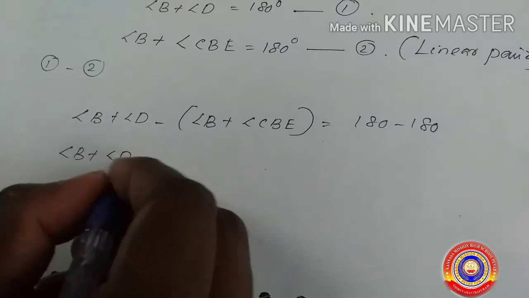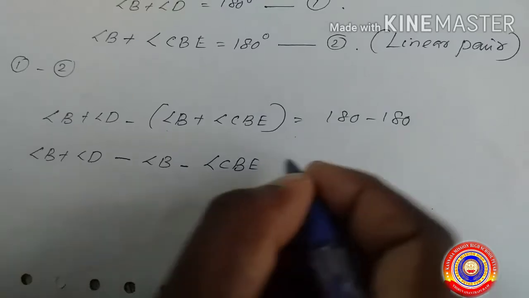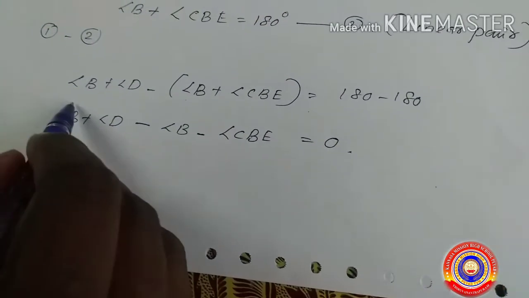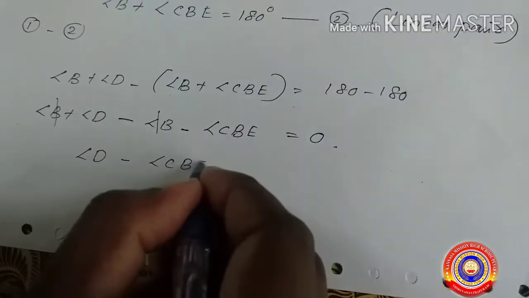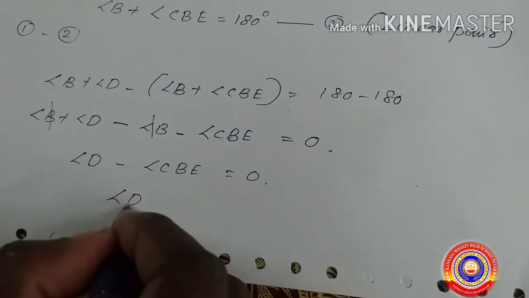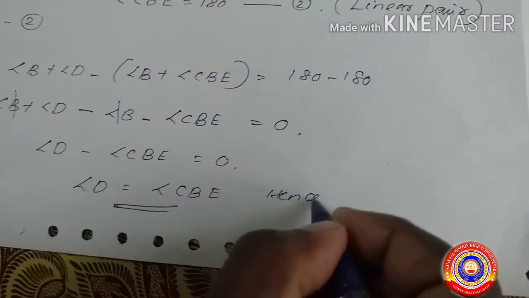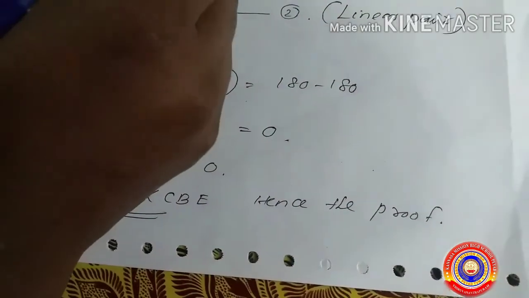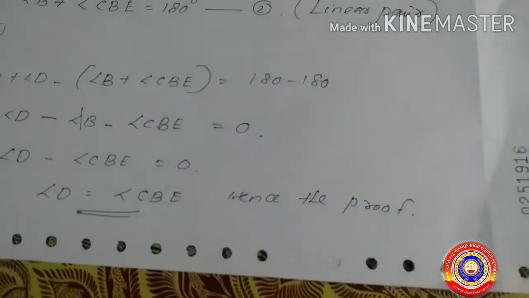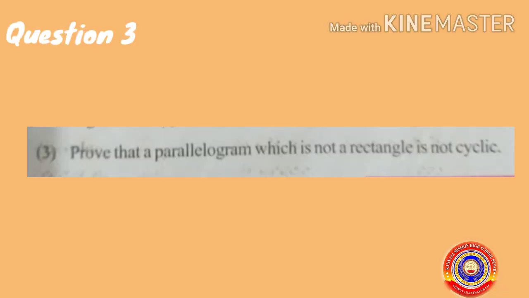So angle B plus angle D minus angle B, minus of plus becomes minus, minus angle CBE equal to 0. Plus B and minus B cancel each other. So we get angle D minus angle CBE equal to 0. That means angle D equal to angle CBE. Hence the proof. Here we get the outer angle is equal to the opposite inner angle. Okay. Is it clear for you? Good.